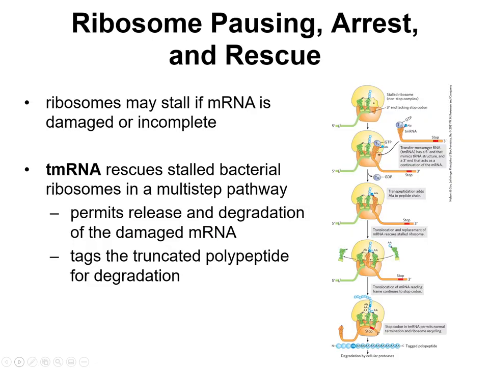So speaking of prolines and causing trouble, we've got to talk about ribosome pausing, arrest, and rescue. Ribosomes will sometimes stall, and reasons for that include damage to the mRNA, or if it's an incomplete mRNA. Remember, RNAs are very tasty for nucleases. There are enzymes that are just chomping at the bit, waiting to chew up that messenger RNA as soon as it is exported to the cytoplasm.